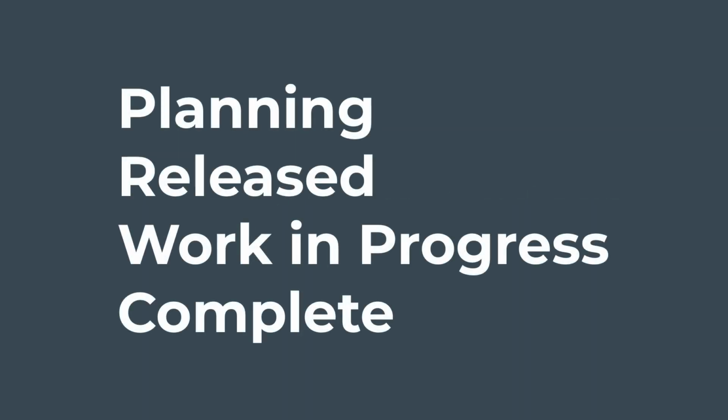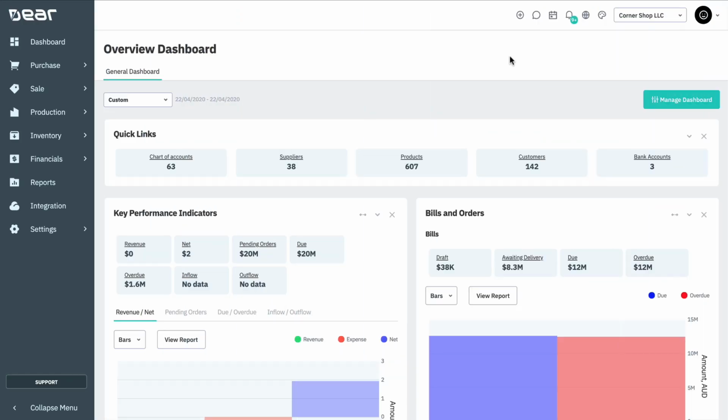There are 4 stages of a production order in Deere: planning, release, work in progress, and complete. Before creating a new production order, Deere allows you to customize the production process settings. Parts of the production process can be set to either manual or automatic.